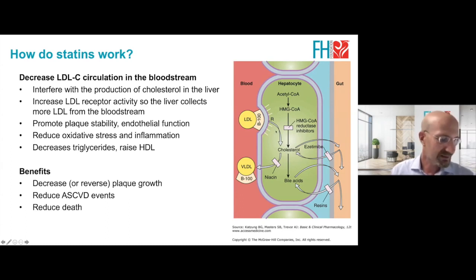So what we like to say is familial hypercholesterolemia patients, FH patients, have a problem in their ability to recycle unneeded LDL cholesterol, and statins activate that recycling program. They also do other things. They decrease triglyceride levels. They decrease heart disease death.